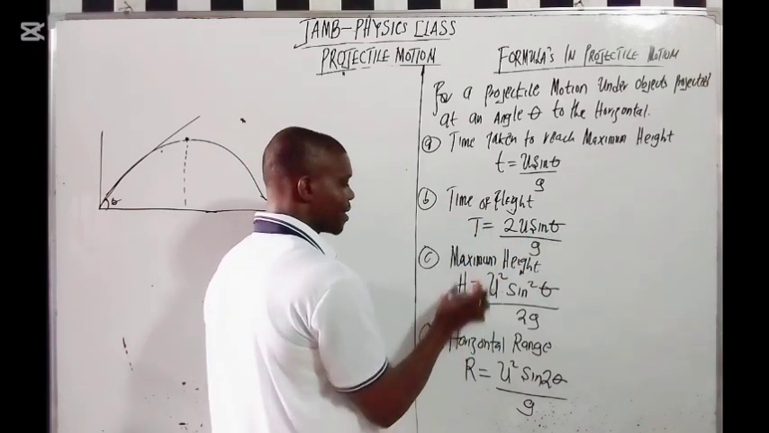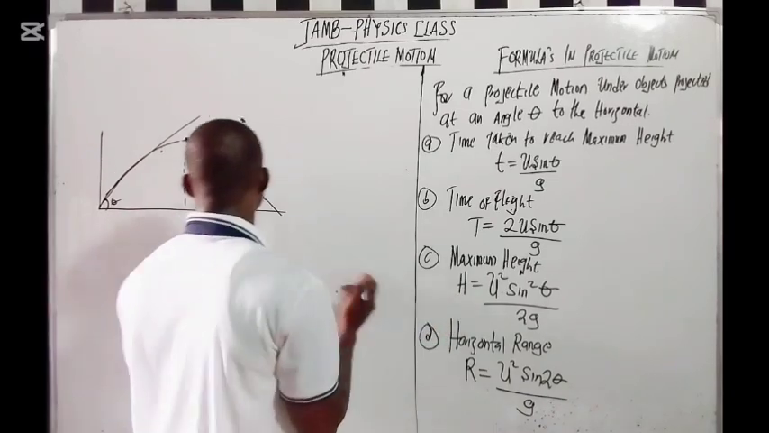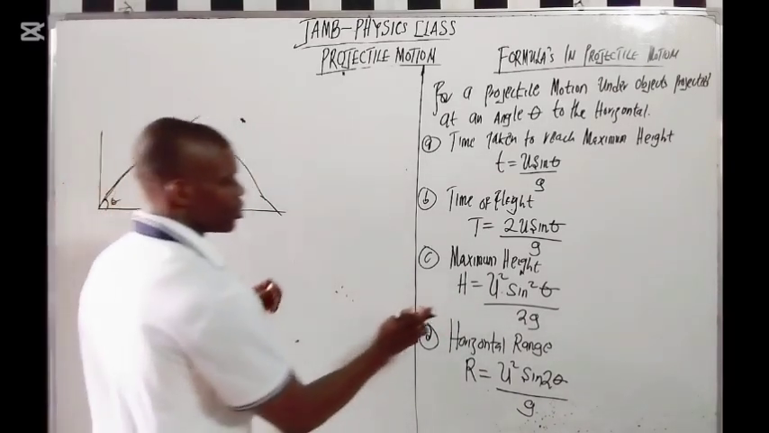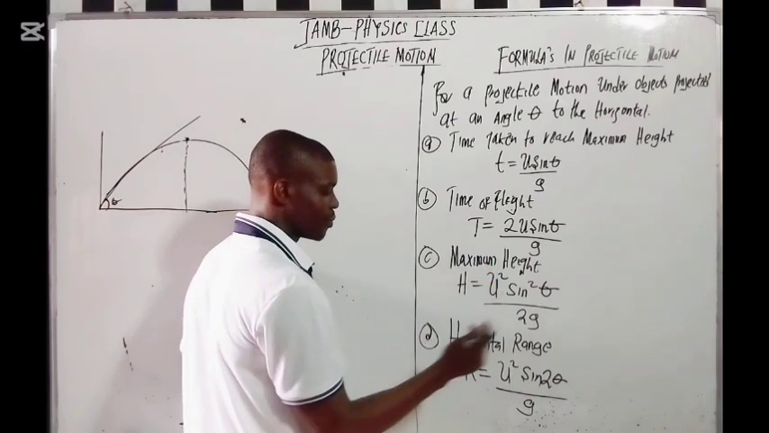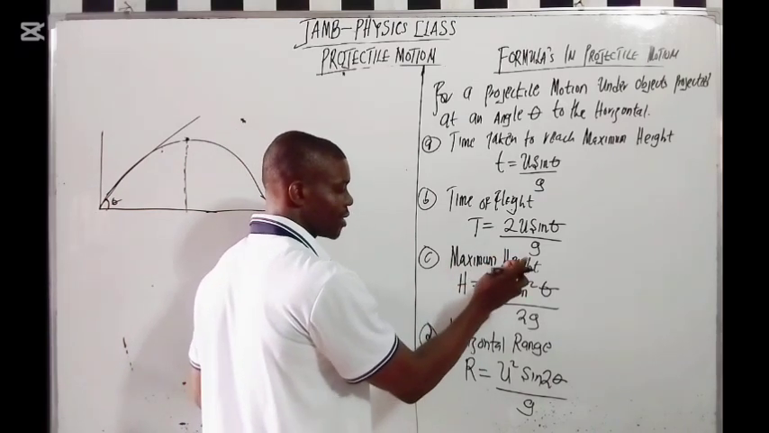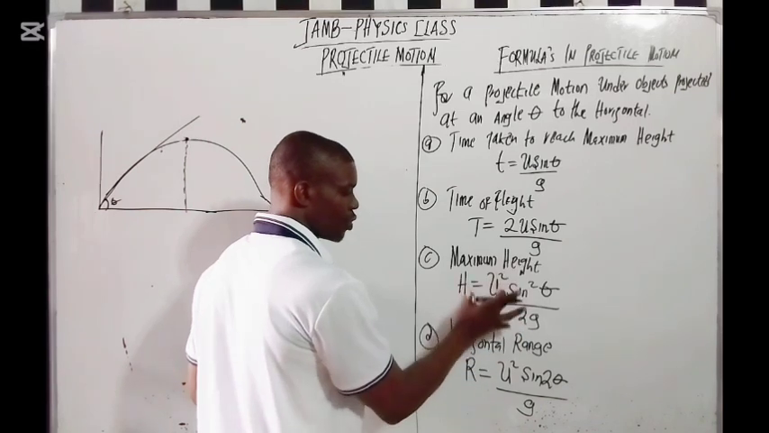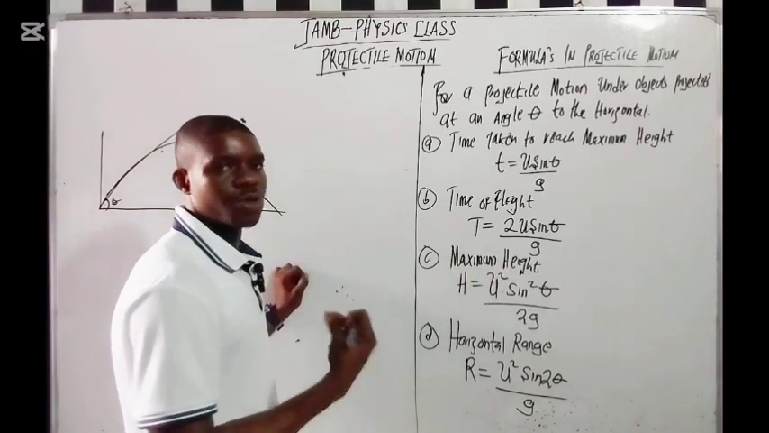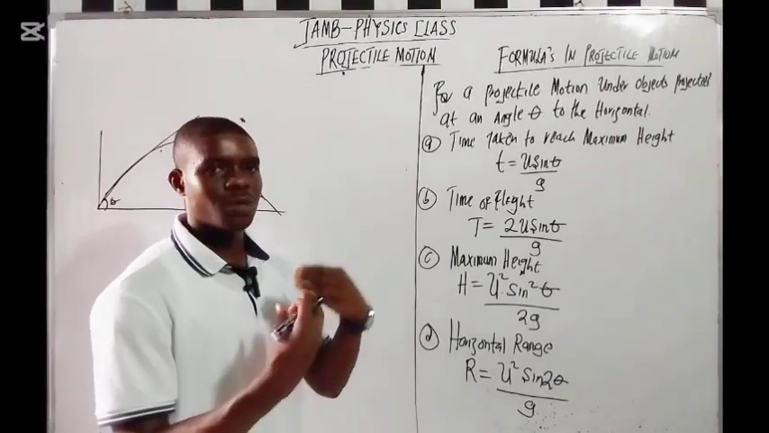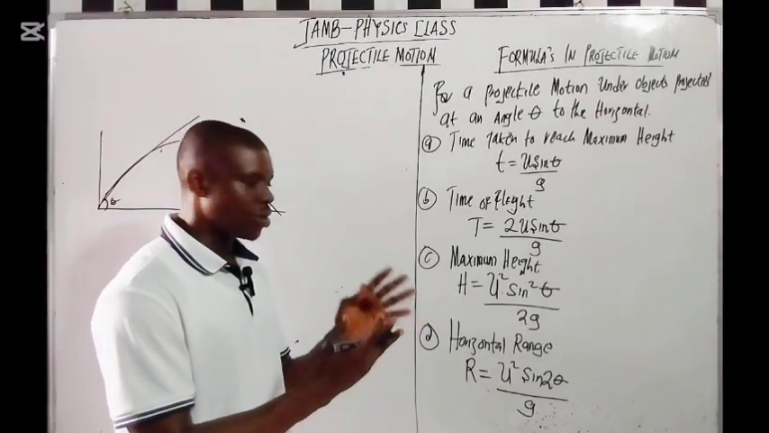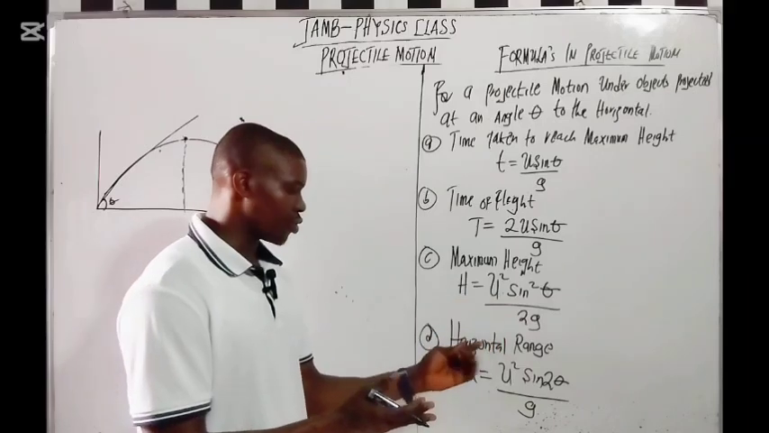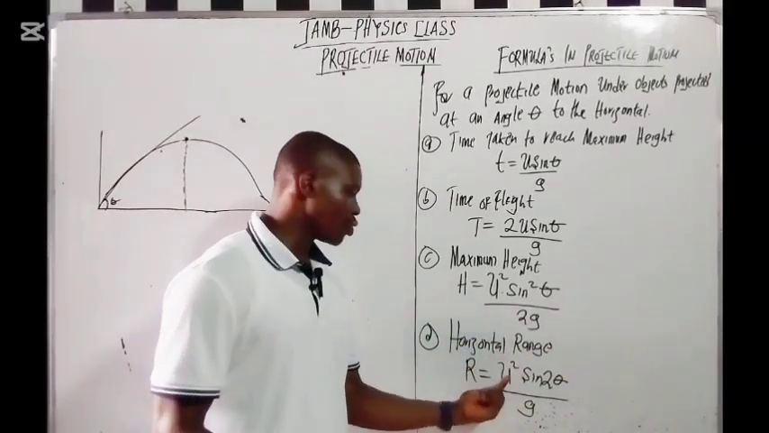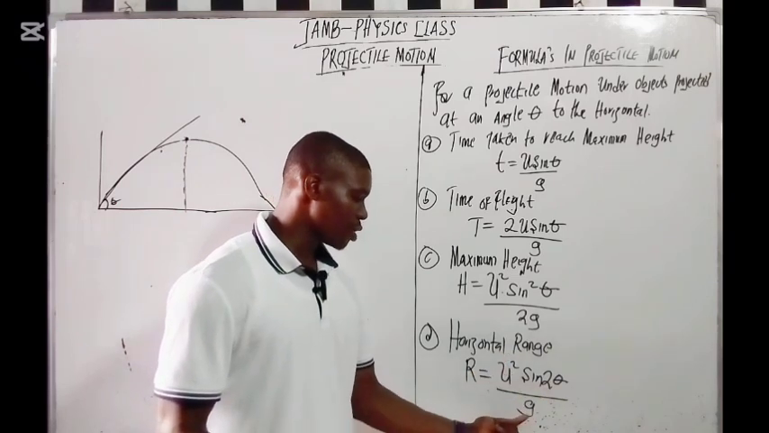Then the maximum height. This height you can calculate. So this is the maximum height here. H maximum equals U square sine square theta over 2G. Please pay close attention to all this, because when it comes to solving a problem under projectile, when the object is projected at an angle to the horizontal, these are the formulas you want to use. Then the horizontal range, from here to here, is U square sine 2 theta over G.